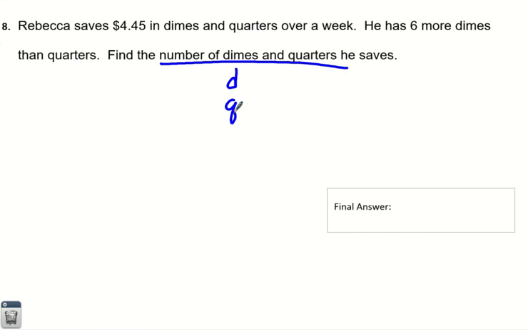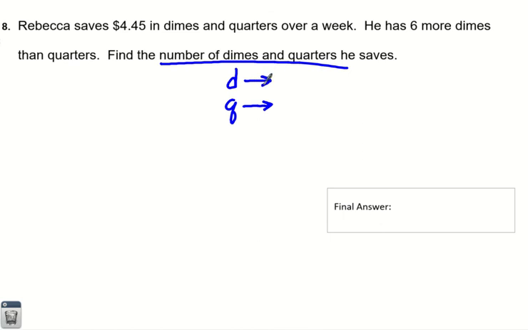So 6 more dimes. So that would mean, if you take the number of quarters, you could pretty much say that, well, maybe we'll call that Q.